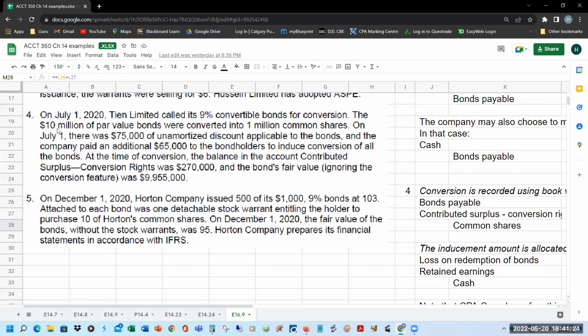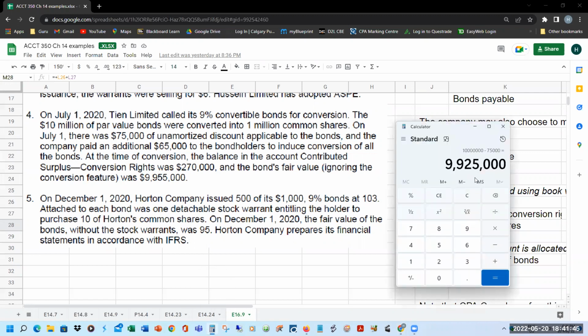So we recorded the conversion at book value. The book value of the bonds was $10 million minus $75,000 of the discount, so $9,925,000. But had we bought back the bonds rather than converting them, we would have to pay $9,955,000. Instead of debiting the bonds payable liability for $9,925,000, buying back the bonds at fair value means we would need to pay $9,955,000. That's an extra $30,000, right? The company would need to pay an extra $30,000 for that.